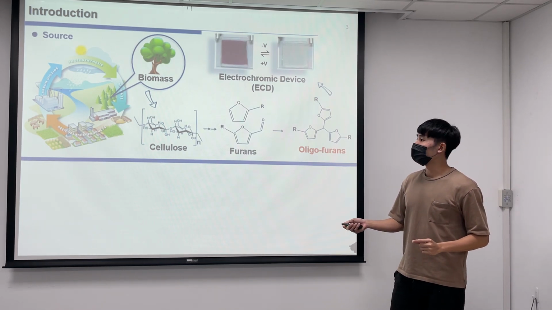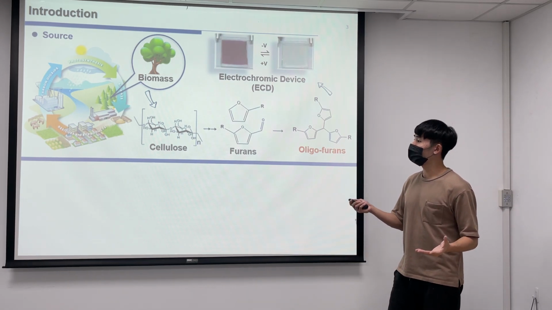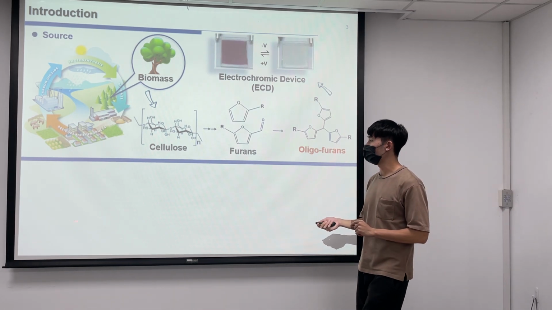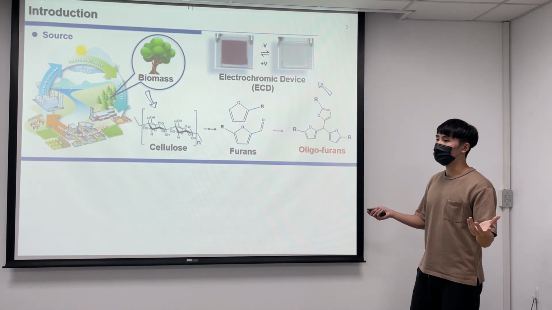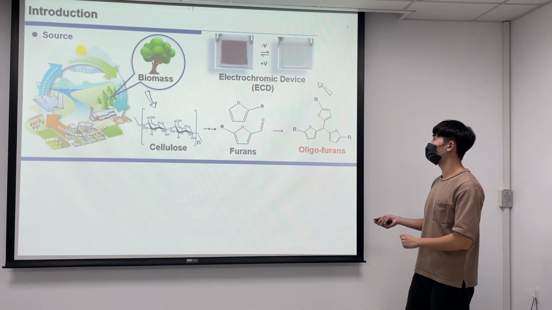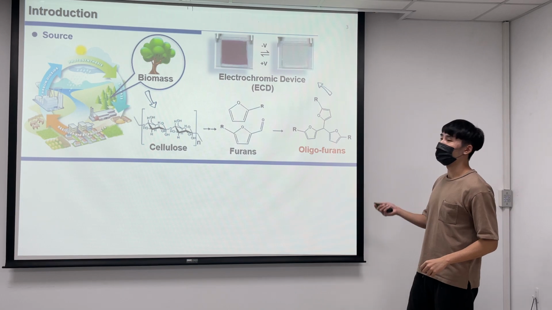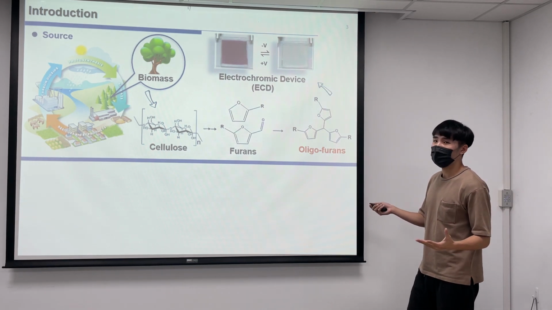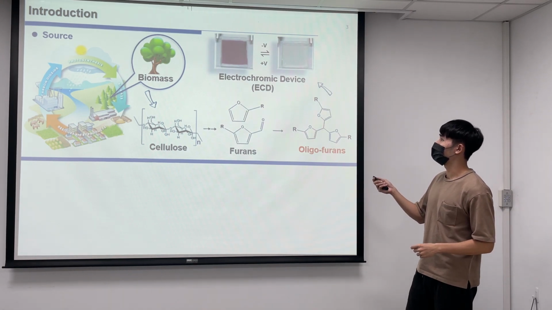For the introduction, let me briefly introduce biomass material, which comes from natural and industrial waste. Cellulose is the most commonly used material. It comes from biomass, and cellulose can be decomposed into a single unit. We call it furan. Our work starts here. We managed to synthesize it into oligofuran. Oligofuran is like a string of units connected to each other. This organic oligomer, we want to put into a device called an electrochromic device, ECD.